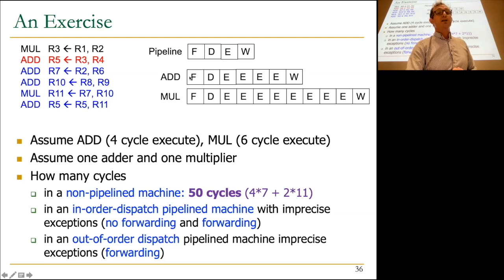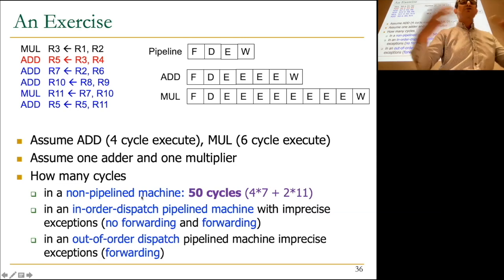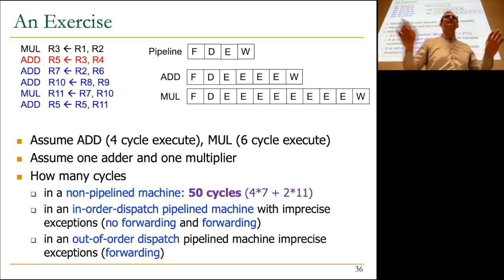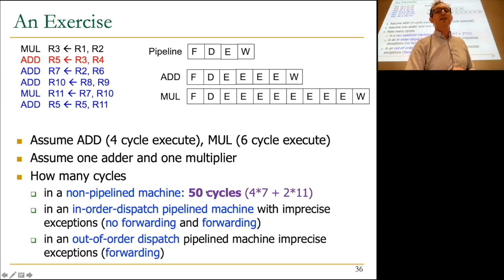We're going to assume the add takes 4 cycles of execution. Multiply takes, I think, 6 cycles of execution, sorry. We're going to assume 1 adder and 1 multiplier. So if you actually need to do the calculation in a non-pipelined machine, this takes 50 cycles. A non-pipelined machine, with 4 add instructions and 2 multiply instructions, each of them takes, let's say, 7 cycles versus 11 cycles, and it's 50 cycles. That's an approximation, basically, because you can actually make the non-pipelined machine nicer without the clock cycle, without the clock boundaries. But with this assumption, it takes 50 cycles.